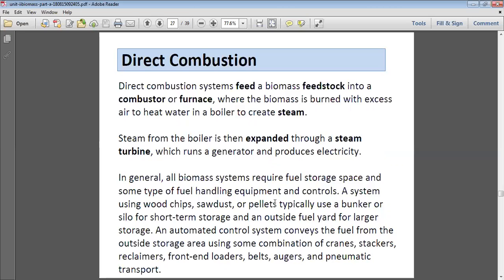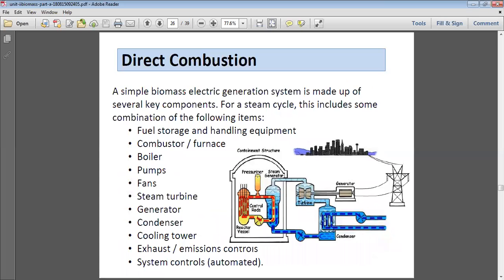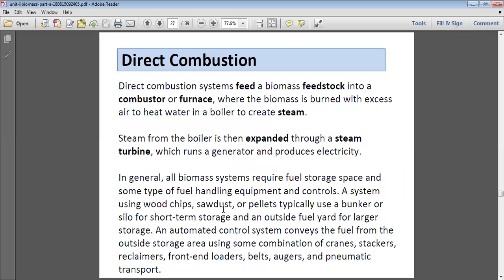Biomass is burned with excess air to heat water in the boiler, and there is creation of steam. Steam from the boiler expands into the steam turbine. When it is passing through the steam turbine, it rotates the turbine, which is coupled to the generator. When the generator is rotating, it supplies energy to the grid, and from the grid to our homes. So steam expanded in the steam turbine runs a generator and produces electricity.